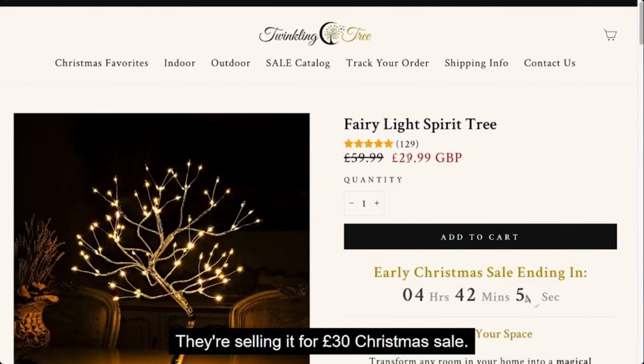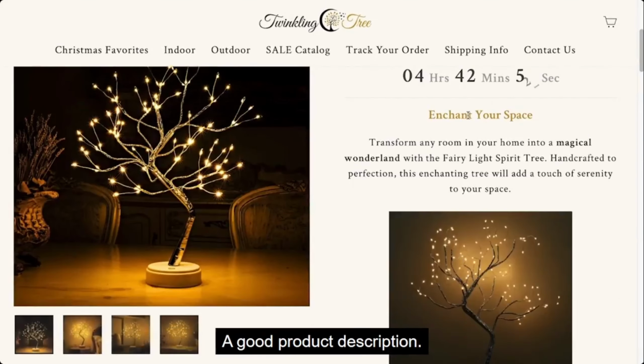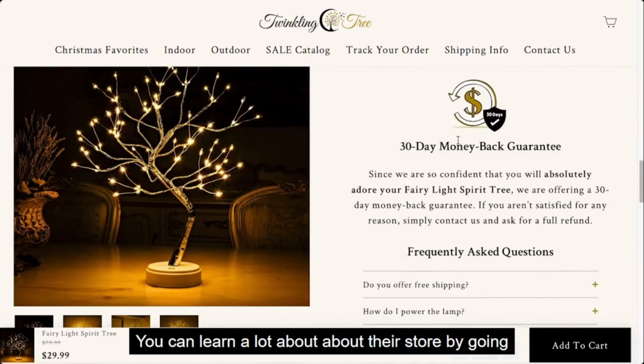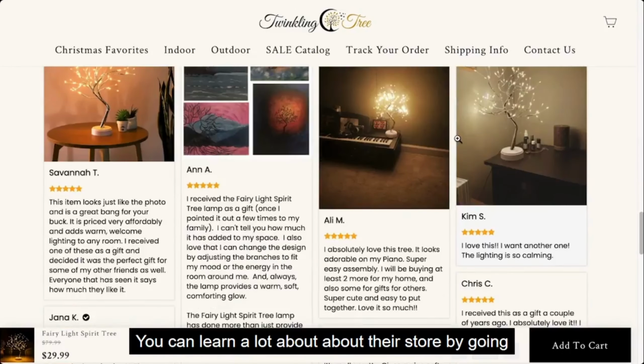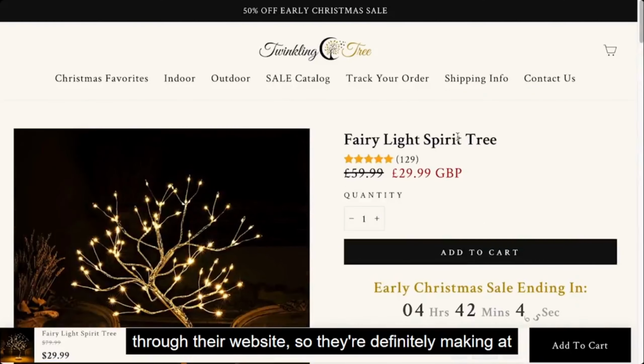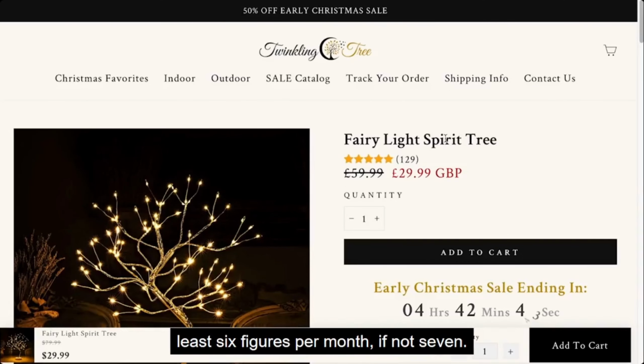If you click shop now, you can see their site. They're selling it for £30. Christmas sale. A good product description. You can learn a lot about their store by going through their website. So they're definitely making at least 6 figures per month, if not 7.